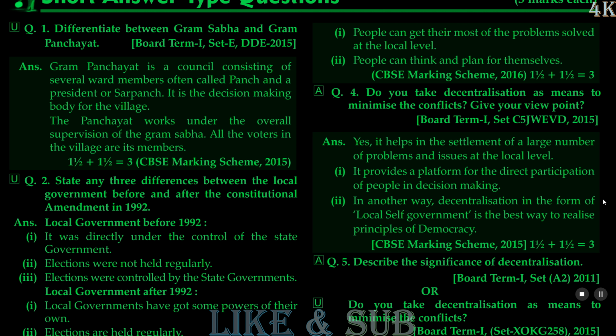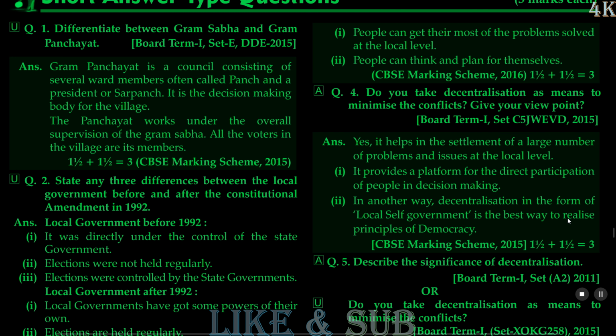4. Do you take decentralization as a means to minimize conflicts? Give your viewpoint. Board Term I, 2015. Answer: Yes, it helps in the settlement of a large number of problems and issues at the local level. 1. It provides a platform for the direct participation of people in decision making. 2. In another way, decentralization in the form of local self-government is the best way to realize principles of democracy. CBSE Marking Scheme, 2015, 1 1/2 plus 1 1/2 equals 3.